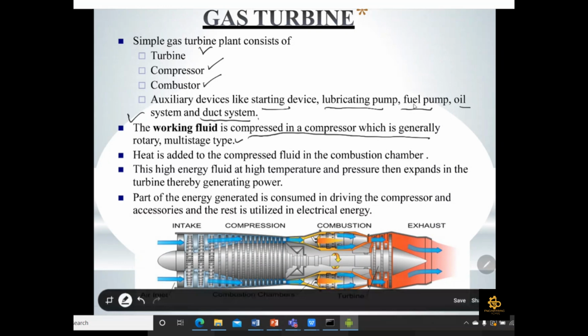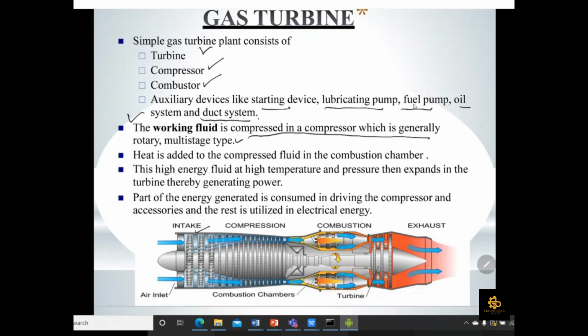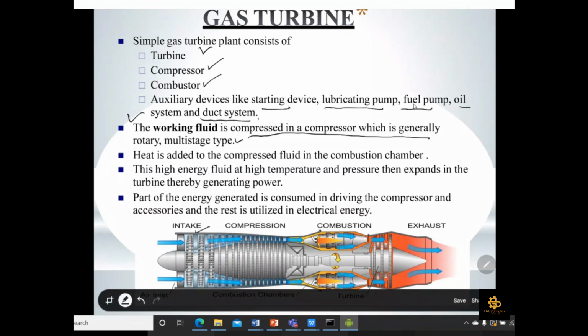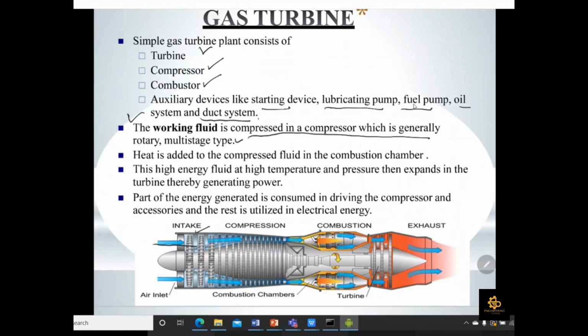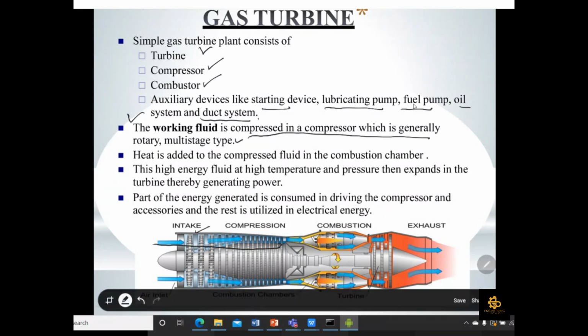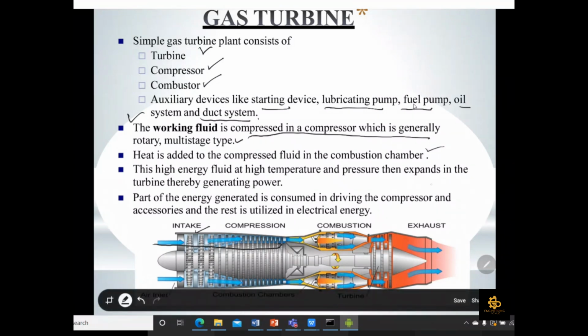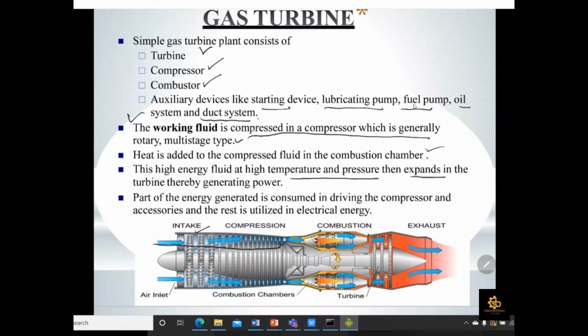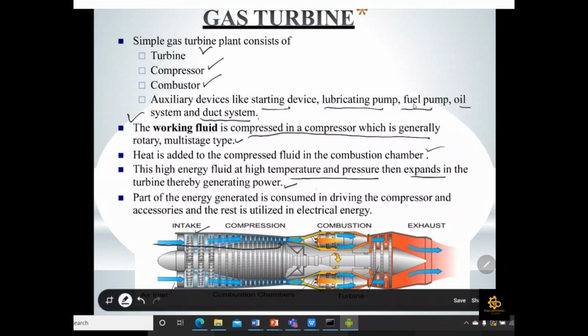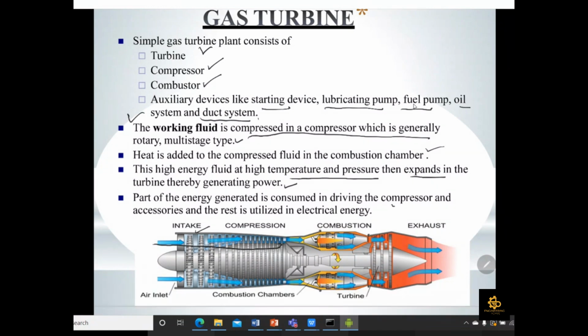We already discussed that these are the different rotor blades which are installed. As the air passes through these rotor blades, the pressure increases until it reaches the combustion chamber. Heat is added to the compressed fluid in the combustion chamber. This high-energy fluid at high temperature and pressure then expands in the turbine and generates the power. Part of the energy generated is consumed in driving the compressor.